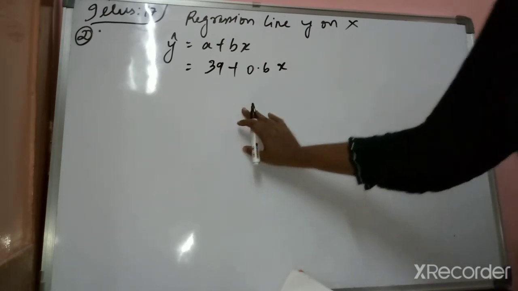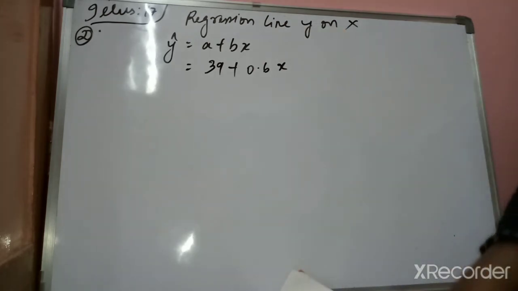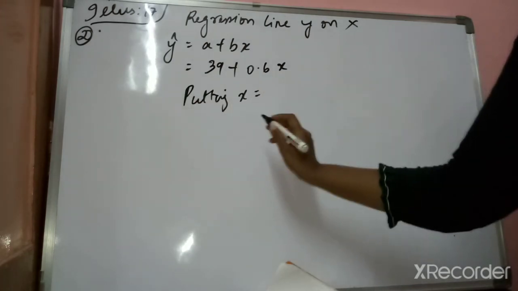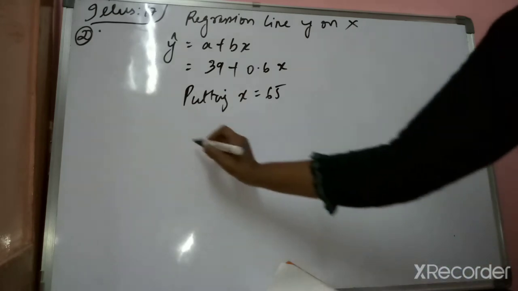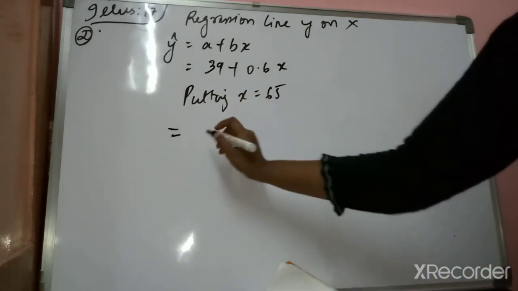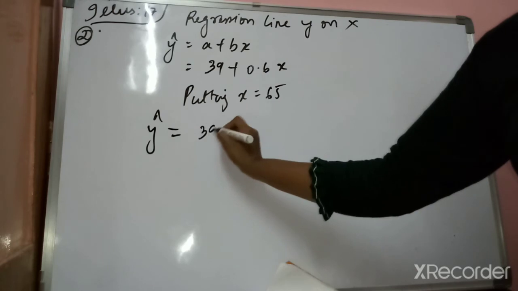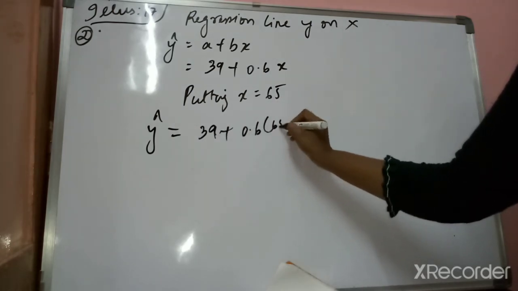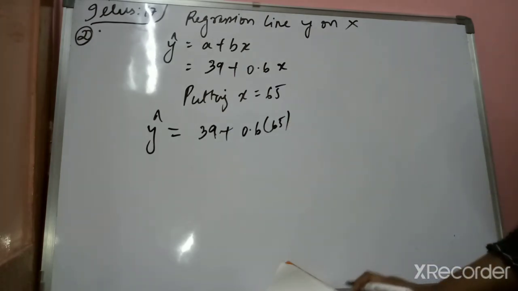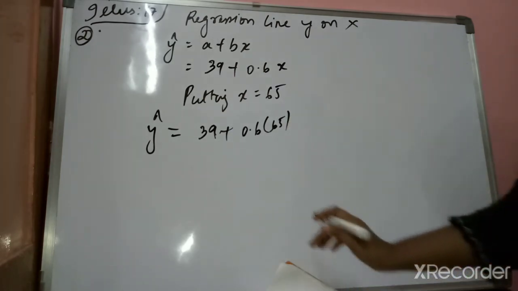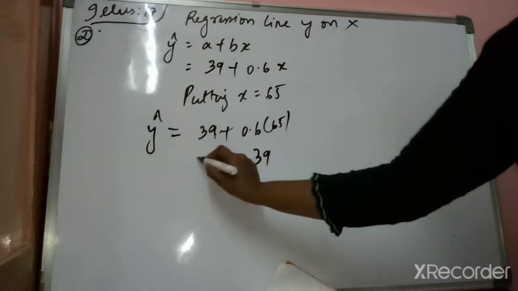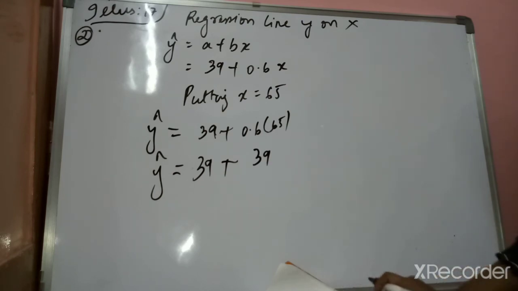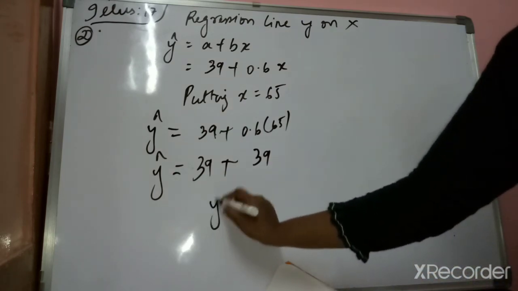Now read the question. The value of x has been given to you. Just look into your textbook. So what we have to do is put x equal to, what is the value? 65, right? So putting the value of x equal to 65, y cap would be 39 plus 0.6 into 65. So 0.6 into 65 is 39. Adding 39 again, we get our answer for y cap, that is 78.